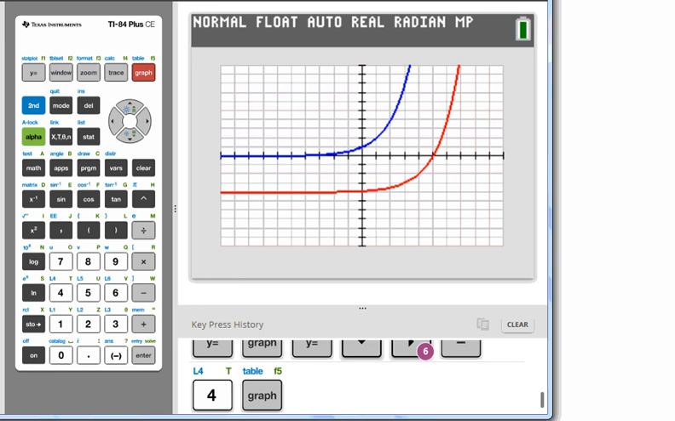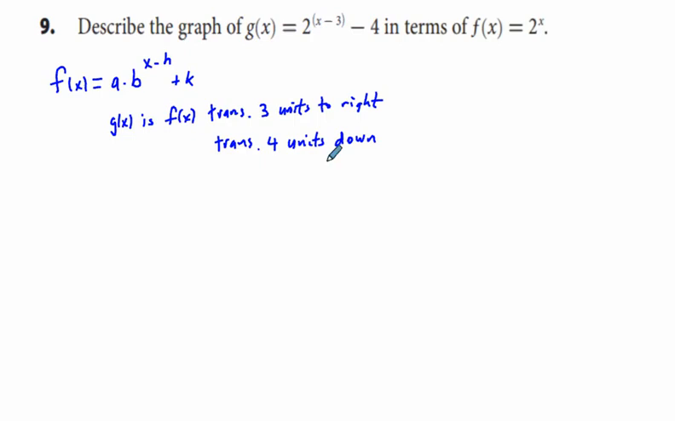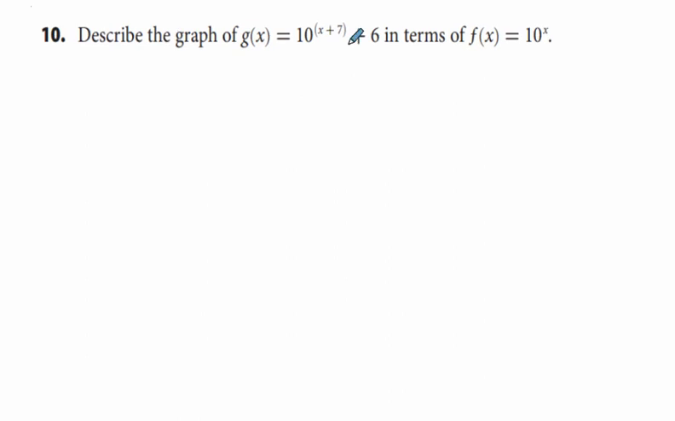So anyway, that's it. I want you to get number 10. It's a similar type of problem, but with a base 10 function. I don't think these are too hard. Good luck, and thanks for viewing.